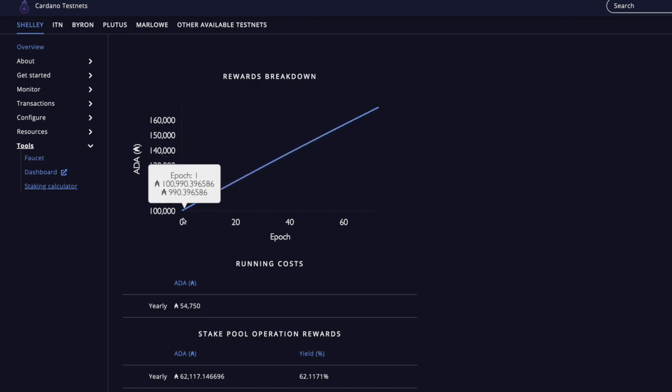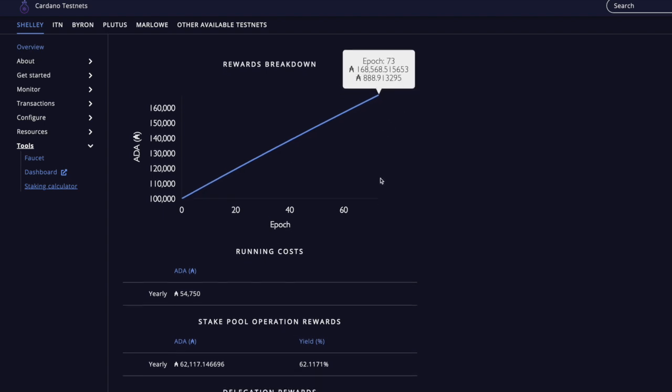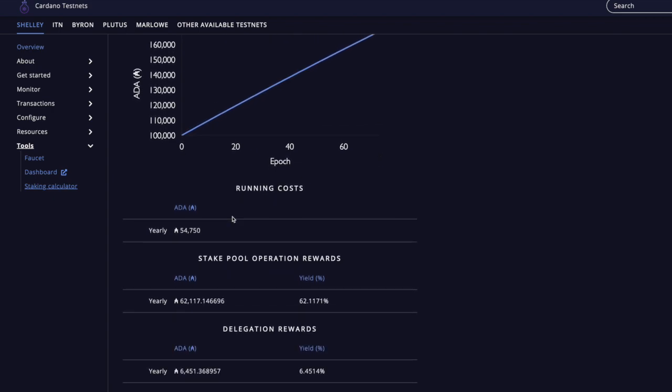So pretty decent. In the beginning, we've earned a little bit more, about 990 to start, and over time, those rewards gradually diminish. But still, I think that's pretty incredible. If we take a look down at the bottom here, it shows us some running costs, the stake pool operation rewards, and the delegation rewards. The running costs account for the fixed fee that we had set initially to actually run the stake pool.